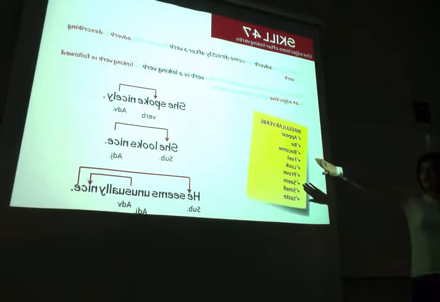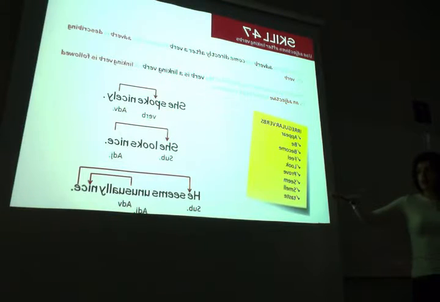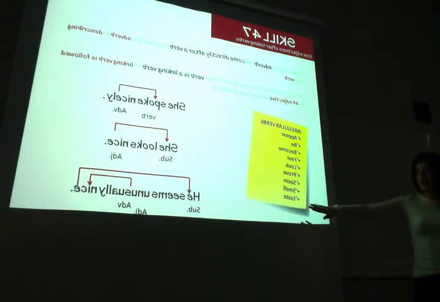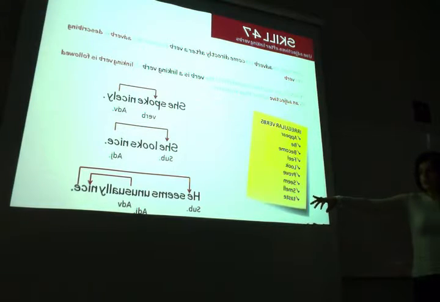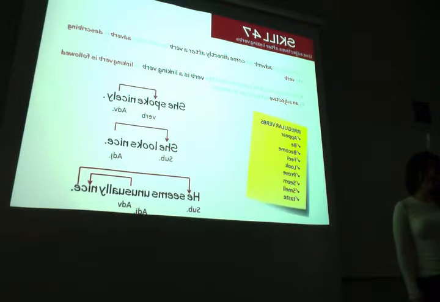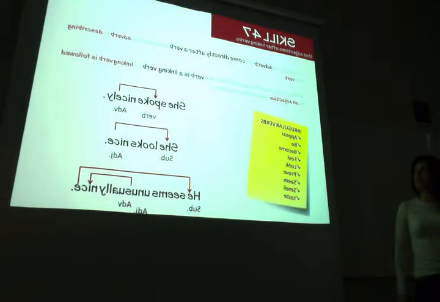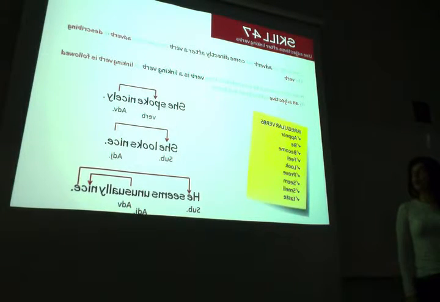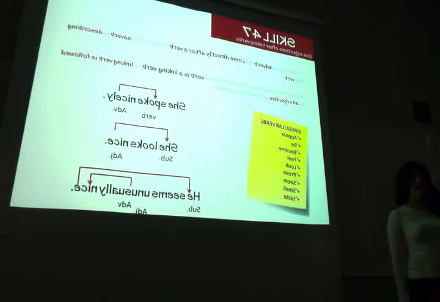For example, here the verb is "spoke" and the adverb is "nicely." The subject is "she" and the adjective is "nice." For example, "She looks nice." And "He seems unusually nice." The subject is "he," the adjective is "nice," and the adverb is "unusually." So when it has an adverb, it goes with -ly, no matter linking or non-linking verb. Those in yellow are linking verbs. They're considered irregular: appear, be, become, feel, look, prove, see, smell, and taste.